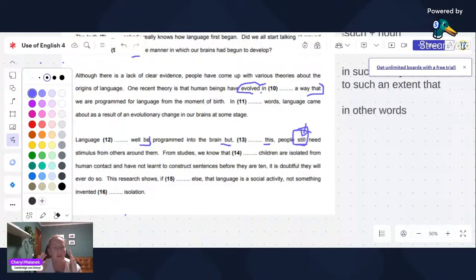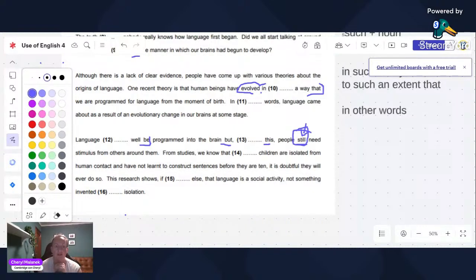Number 15, we've got this comma again. Usually this is adding information to the sentence, so it's probably going to be some sort of fixed expression. So: this research shows that language is a social activity, not something invented, isolation. Here, this isn't a conditional, no? We've got the "that" on the other side. The research shows that. So don't confuse this with a conditional.